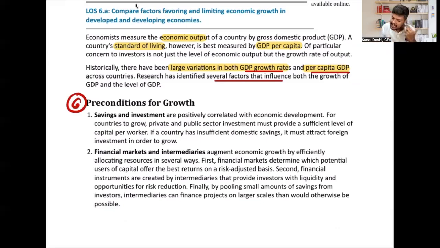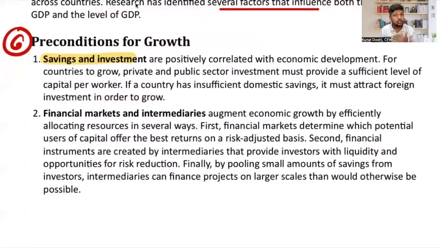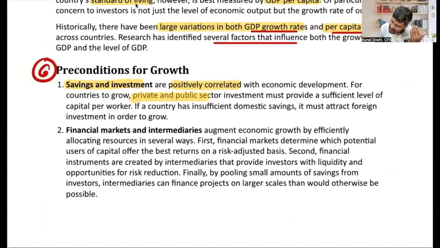I'll just discuss savings and investments. First of all, savings and investment. High saving will lead to high investments. So they are positively correlated with the economic development, right? No need to go into detail about that. When I say savings, it means basically the savings by the individuals that will transform into more investments. Correct. For countries to grow, private and public sector investment must provide a sufficient level of capital per worker. So there should be enough capital per worker. We'll talk in more detail about capital per labor or capital per worker. This is going to become a very important discussion point coming up, right?